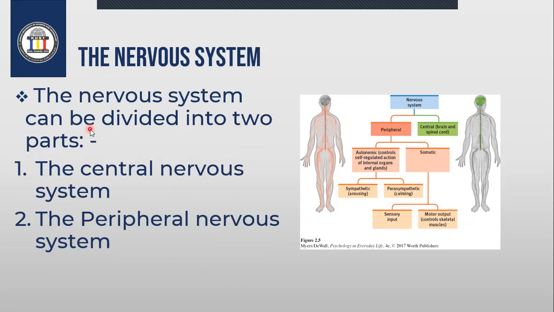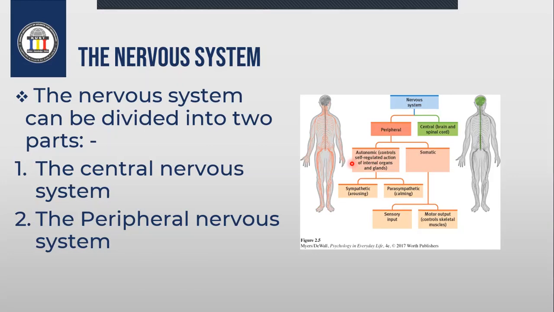First of all, you know that the nervous system is divided into 2 parts: the central nervous system and the peripheral nervous system. The central nervous system just has the brain and the spinal cord, while the peripheral nervous system contains, let's say, all the actions of the internal organs and the glands.